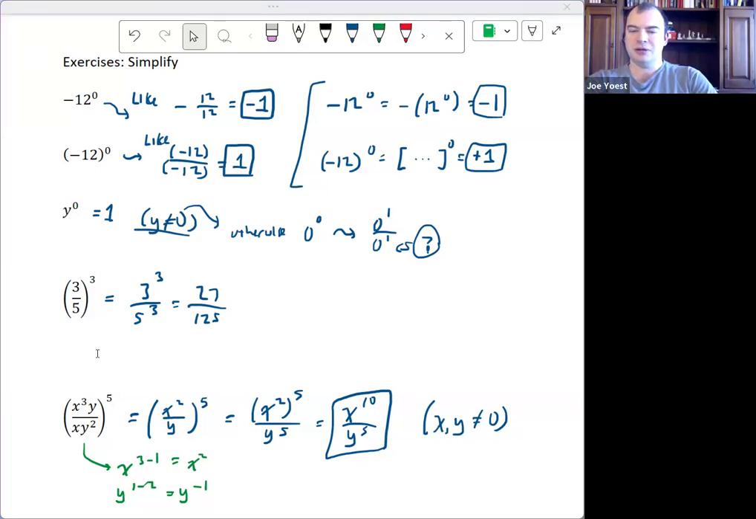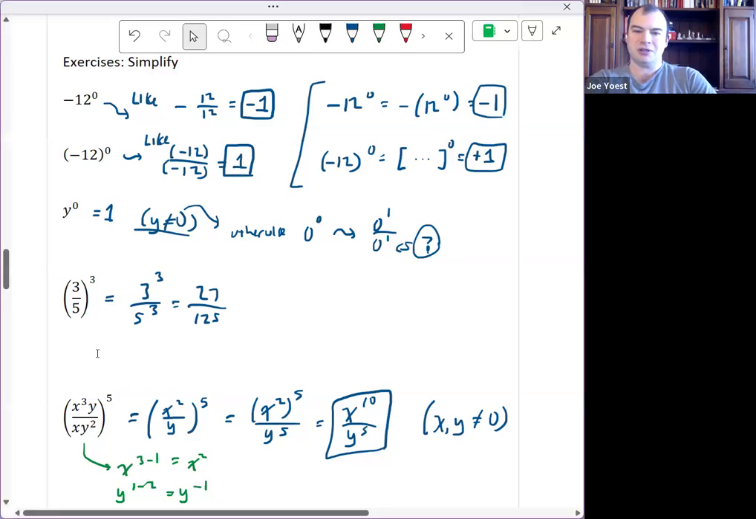Okay, it's just a little over 4 minutes, so let's touch base on these. So let's look at these first two. I have negative 12 to the 0, or negative 12 in parentheses to the 0. What's the difference between these?